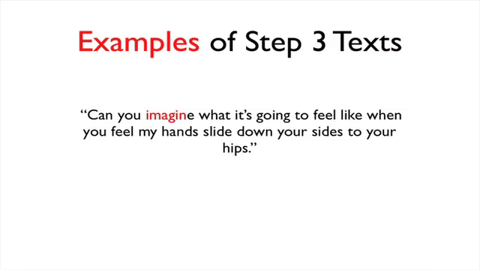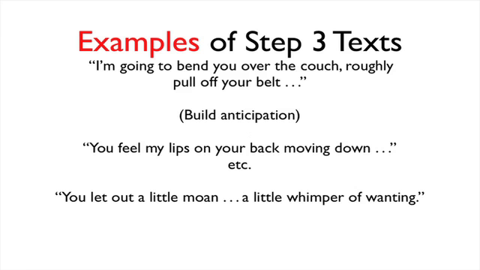So here's some examples of step 3 texts. Very simple one: can you imagine what it's going to feel like when you feel my hands slide down your sides to your hips? Notice how I use the word feel twice in this particular one. You really can't overuse that word as you go. There's other power words in your downloads. More examples: I'm going to bend you over the couch, roughly pull off your belt, etc. That's building anticipation. You feel my lips on your back moving down to your gorgeous ass. You let out a little moan, a little whimper of wanting. I just love that phrase, a little whimper of wanting. It's got some good alliteration to it.